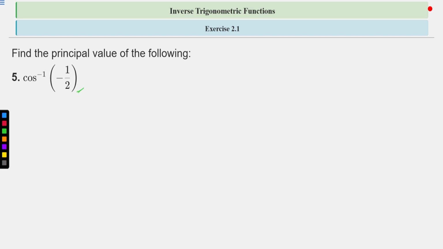One is saying pi by 3. Let us see. Okay, 2 pi by 3. One is saying 2 pi by 3. Okay, all students are saying 2 pi by 3.